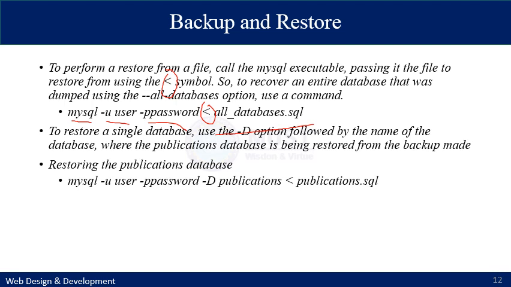Similarly, to restore a single database, you can use the -D option followed by the name of the database, where the publication database is being restored from the database backup. Restoring of the publication database will be like this. You can feed mysql with a user and a password and provide -D, the name of the database, and then publication.sql.